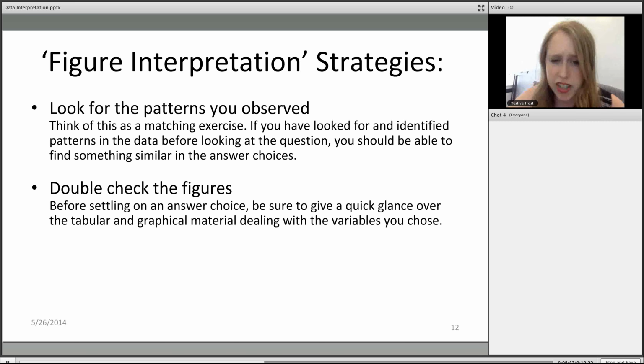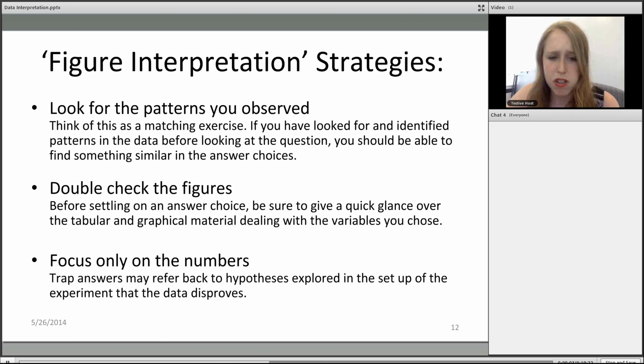Before settling on an answer choice, you want to look over all the tables and graphical material that have to do with those variables that are chosen in the answer choice. You also want to focus only on the numbers. A lot of trap answers are going to refer back to the hypotheses in the setup or that first paragraph, but the data might disprove the hypothesis. So it doesn't always go together. So for these types of questions, just look at the chart they're directing you to.